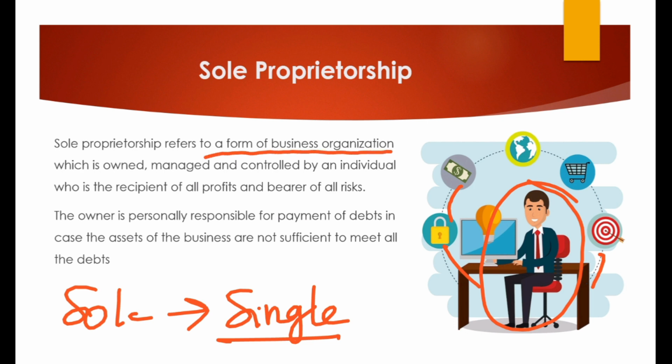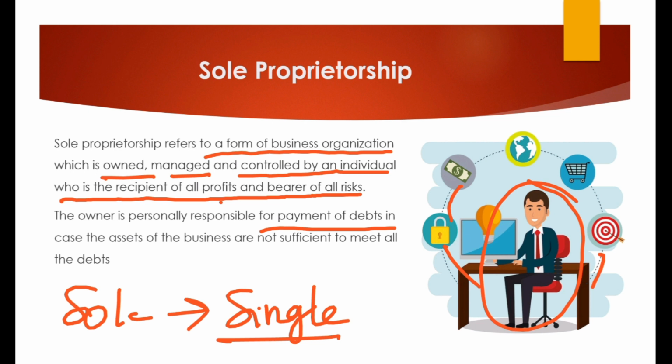It refers to a form of business organization which is owned, managed and controlled by an individual who is the recipient of all profits and bears all risk. So here he owns, manages and controls. And since he owns, manages and controls, he also takes all the profits and also has to face the risk by himself. The owner is personally liable for the payment of debts in case the assets of the business are not sufficient to meet all the debts.